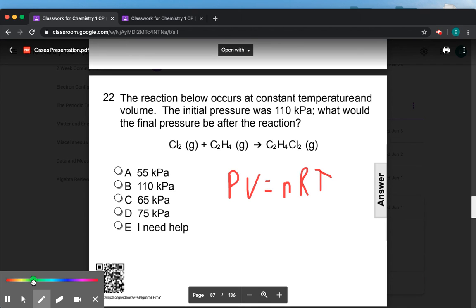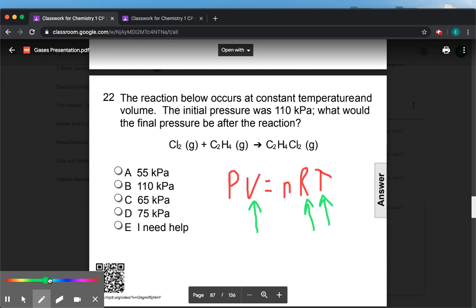Okay, the reaction occurs at a constant temperature and volume. So temperature is not changing, volume is not changing, and R never changes. R is a constant by default. So the only things changing here are pressure and moles. It says the initial pressure is 110 kPa. What would the final pressure be after the reaction?